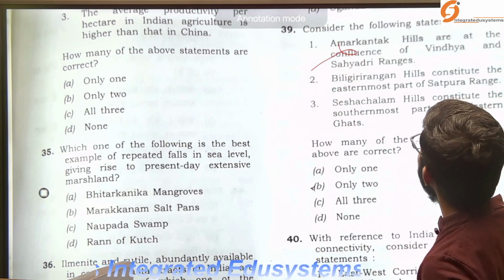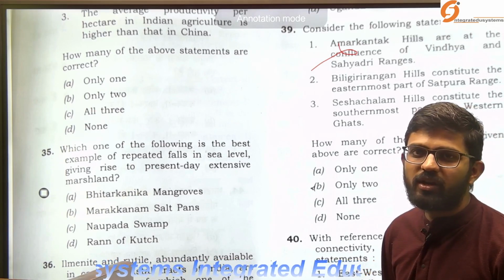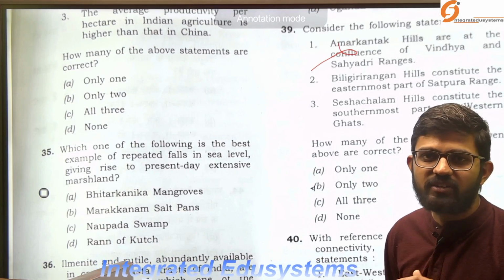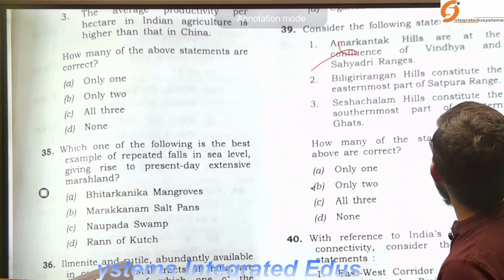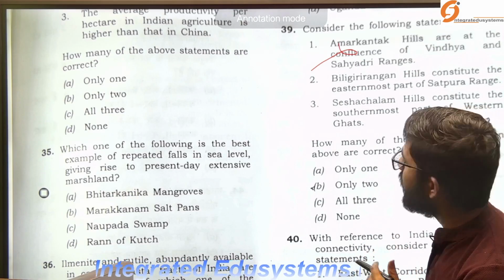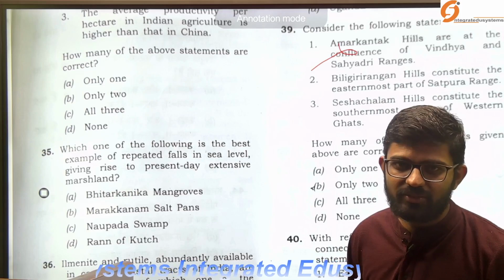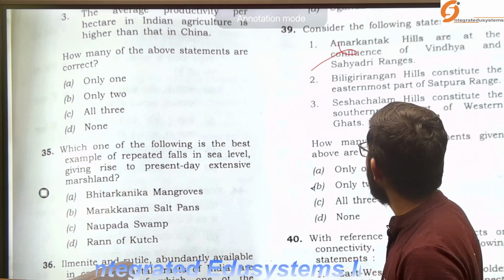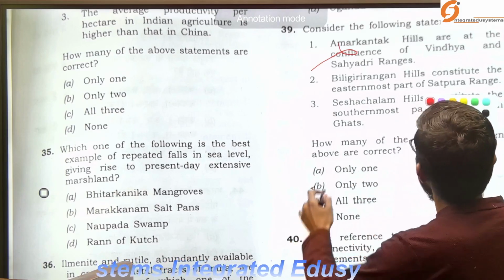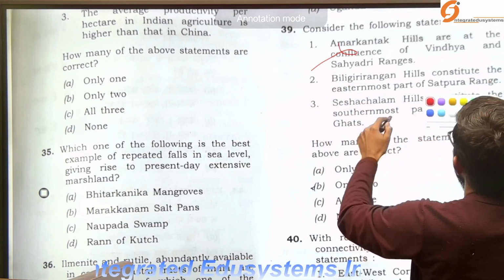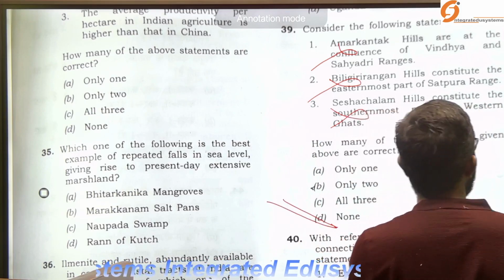This statement is wrong. Biligiri Rangan hills constitute the easternmost part of the Satpura ranges. It is wrong because it is in the Western Ghats, particularly in Karnataka, that we see the Biligiri Rangan hills. Third, Seshachalam hills constitute the southernmost part of the Western Ghats. No, they are in the Eastern Ghats. Seshachalam hills are in Andhra Pradesh, so how can Western Ghats come in Andhra Pradesh? If you are thorough with the maps, this question cannot go wrong. So this cannot be there. The answer is only and only D.